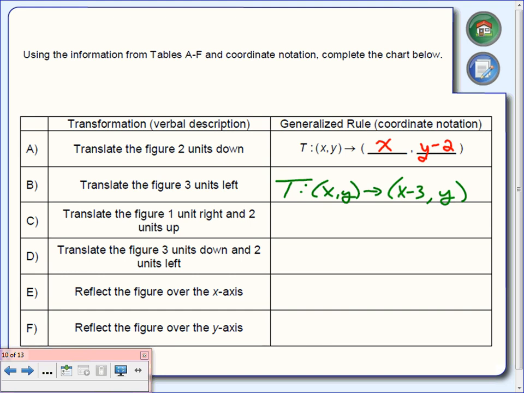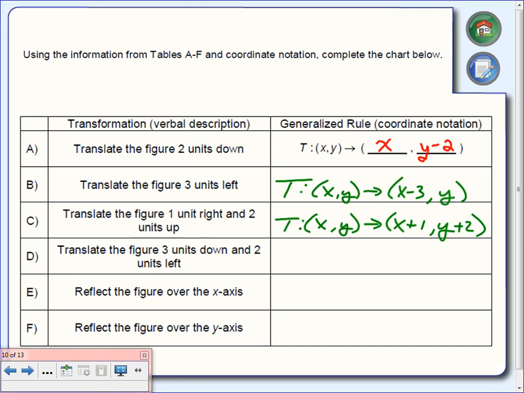C, a little bit trickier here because we've got two different translations going on. Here we've got 1 unit moving to the right and 2 units up. So let's see if we can get the coordinate notation for this one. Here's the original points. We're going to move 1 unit to the right. So what do I need to have? X plus 1, because I'm moving 1 unit to the right. But I'm also moving 2 units up. So what else do I need? Y plus 2. So there's our coordinate notation for C.